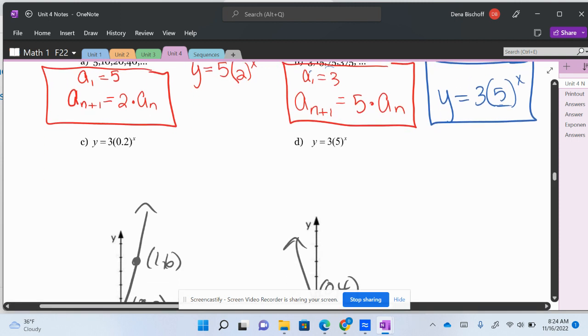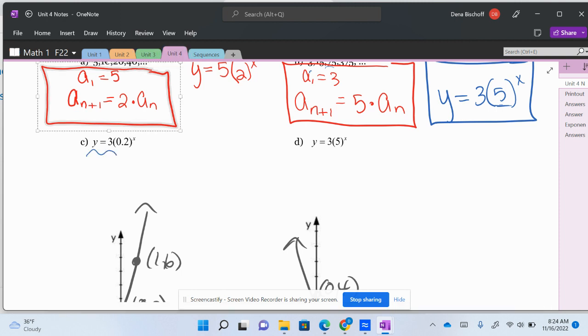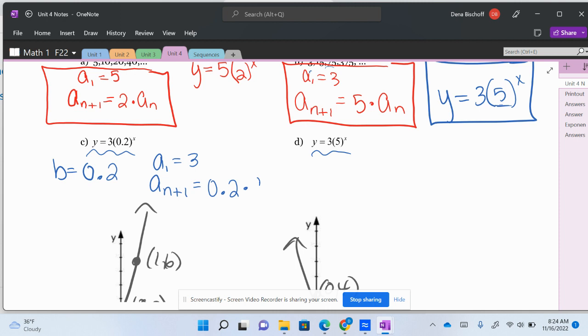Let's try it again. So this one just asks us to take this information and write the recursive formula for it, because it's already got the exponential or the explicit form. So what's the recursive form? Well, we need to find out what the base is. What's the base? What's my multiplier? Yeah, 0.2. What's my first term? 3. So a sub n plus 1 equals my multiplier, 0.2 times a sub n. This is the recursive part.